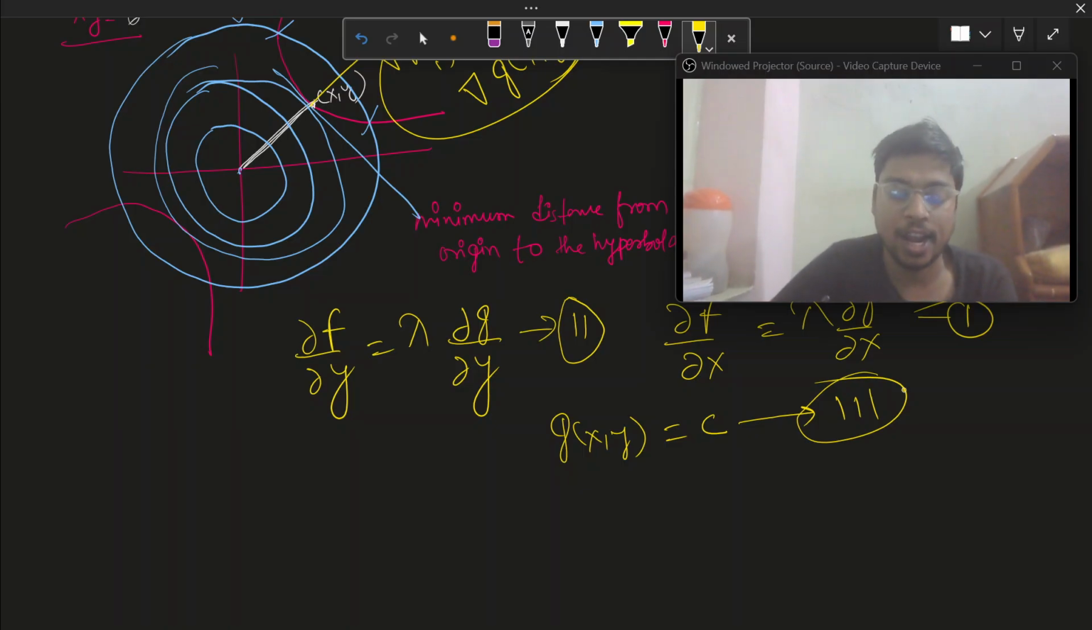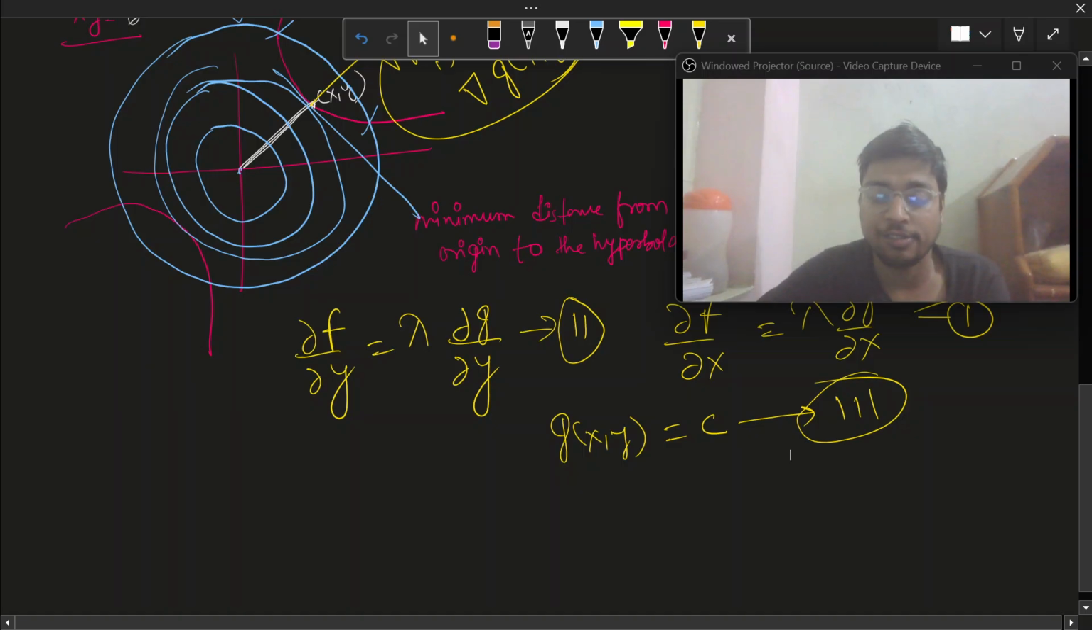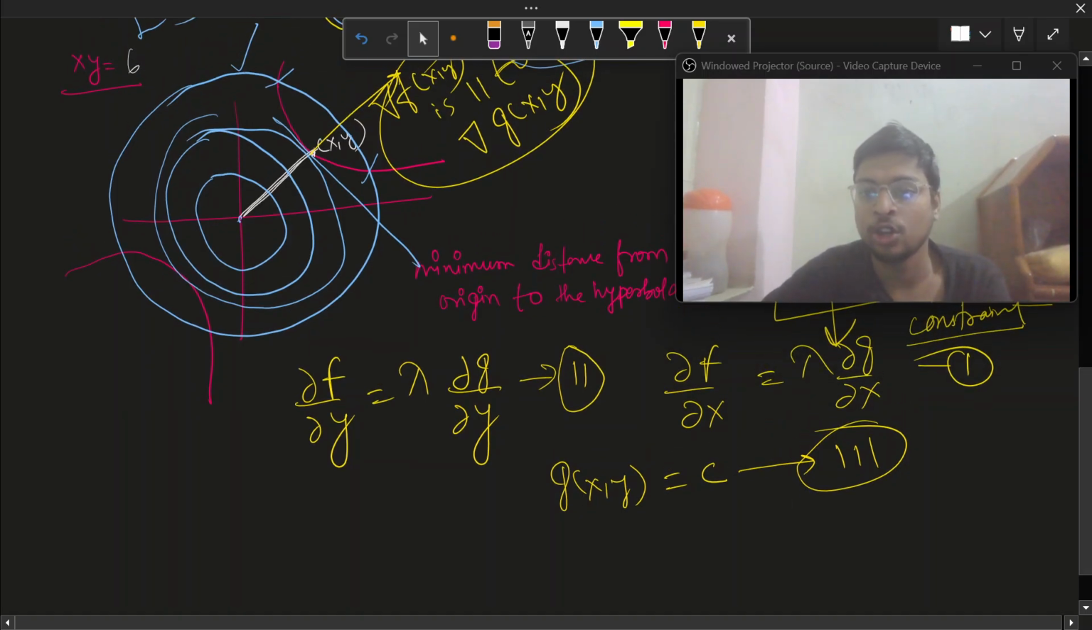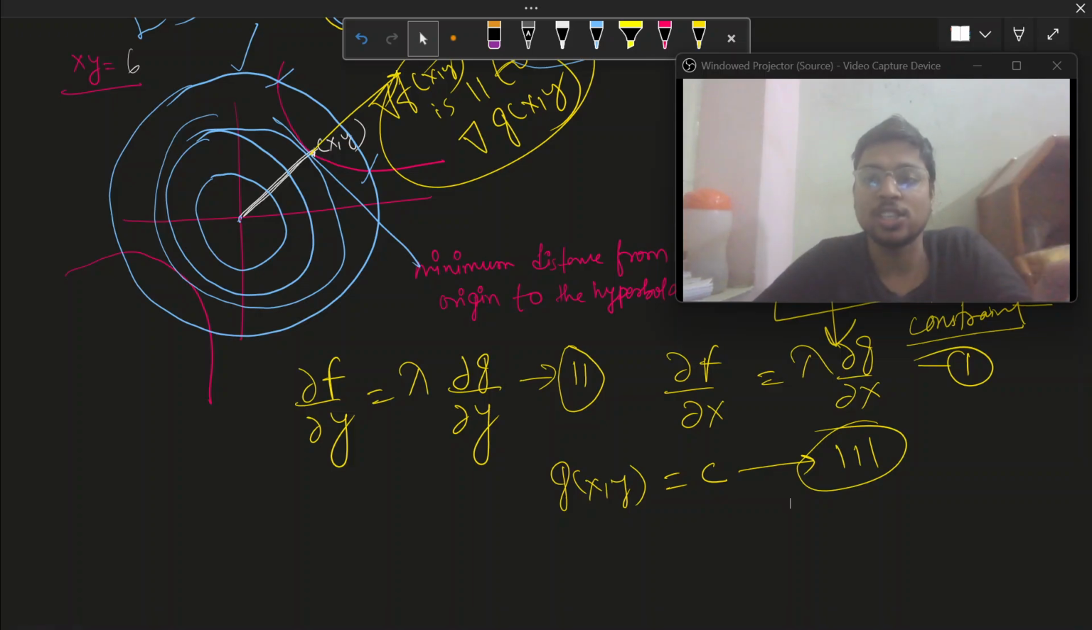Three constraints, and we will be able to solve for x and y. But many times it is not easy to solve these three equations, so you will study some matrix methods to solve these algebraic equations.